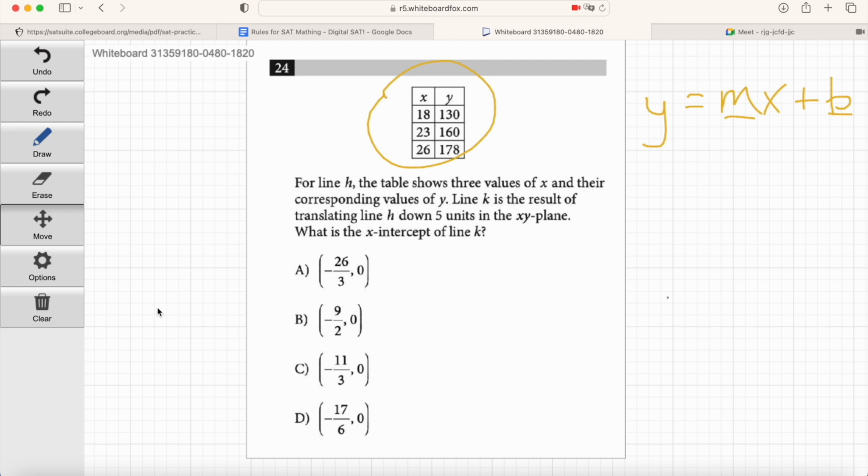There's a lot of steps here. This is one of the tougher ones, maybe the toughest we've done so far. But first, let's come up with the equation of line H. So we'll start there. Do you have any idea how to use these values they give us and calculate the slope of line H? It's been a while since I've done it. Well, what does slope mean? Let's start there. What does slope mean?